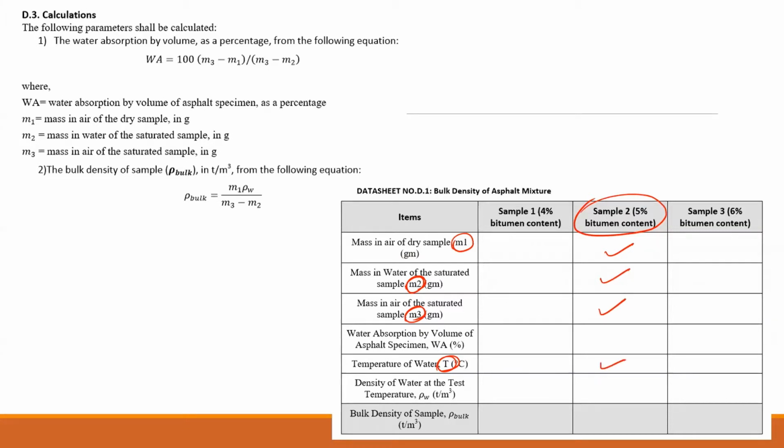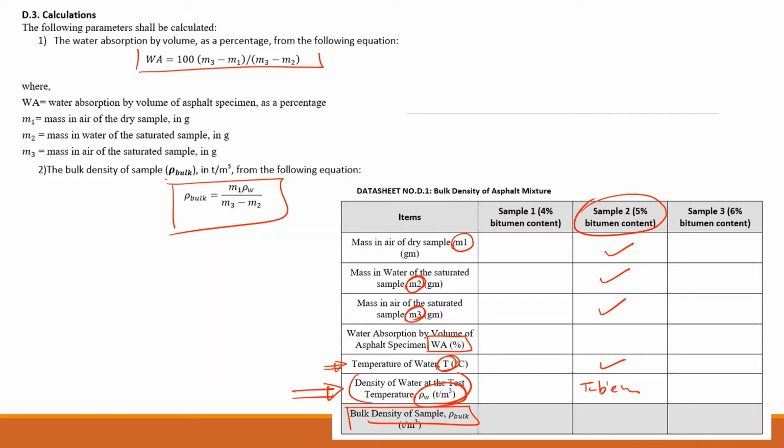The rest are calculations. You can find the moisture content using this, and you can also find the bulk density using this equation. This density you can find from the table. There is a table in your lab notes. Use that table. If you know the temperature, you can find the density of water at the test temperature. So this is from the table.